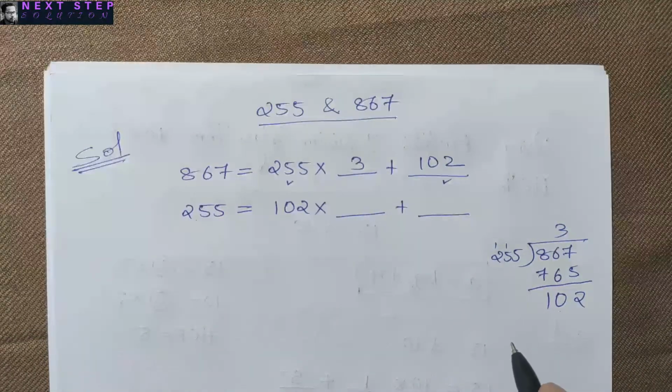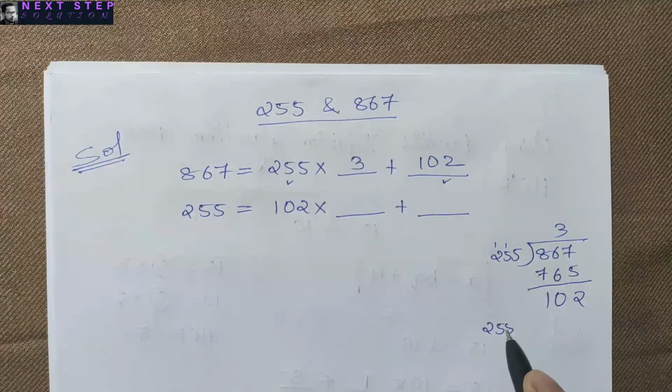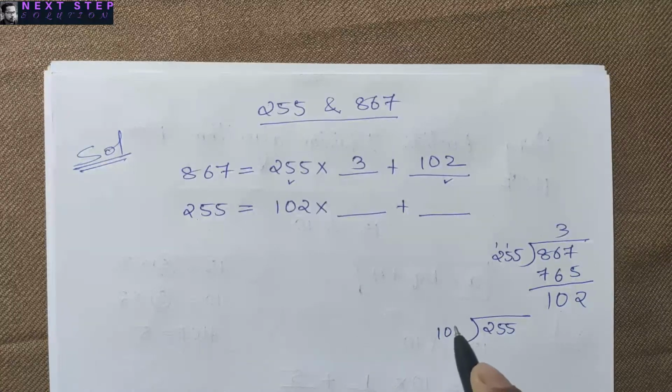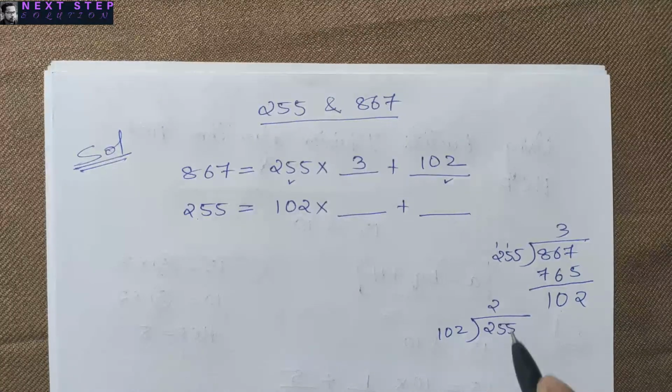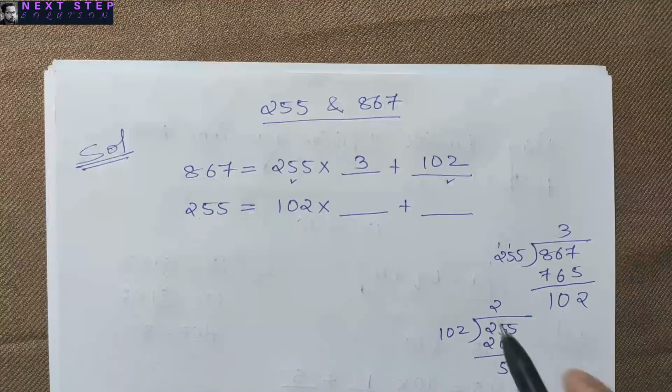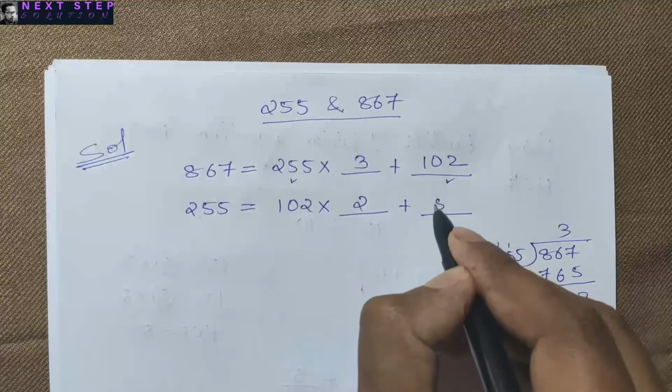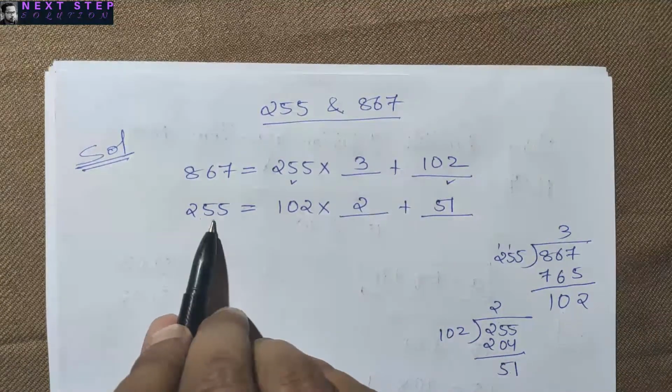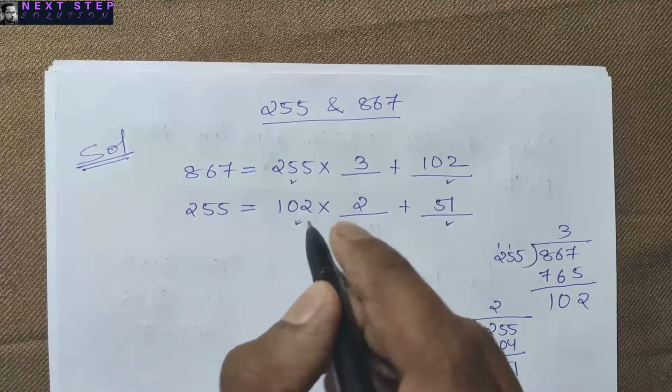Furthermore, we will divide 255 by 102. If we multiply with 2, we will get 204. Now after subtracting, 5 minus 4, we get 1, 5 minus 0 is 5, 51. If you multiply with 2, 51 is left out. We have to add 51 to get this number. Now again we will take these two numbers to continue the same process.